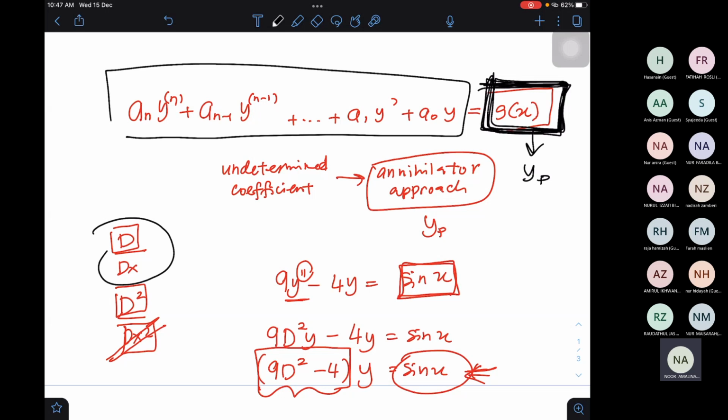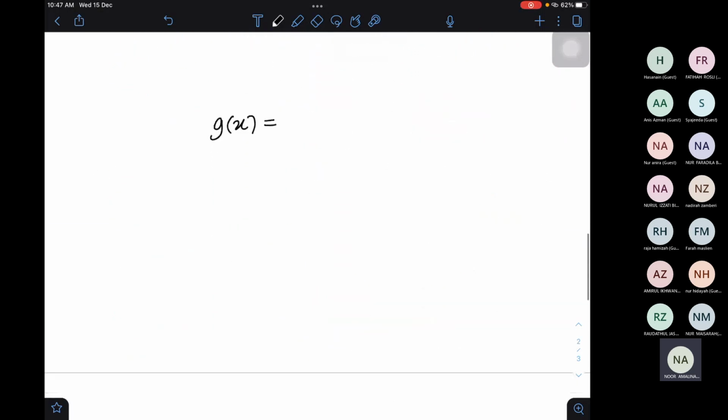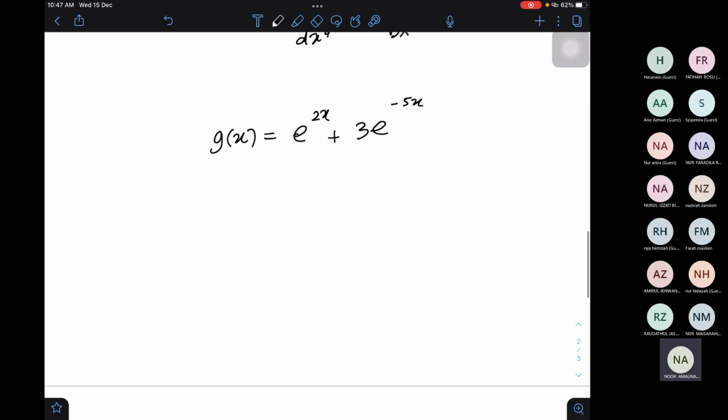Now we want to focus on how to find YP by using the annihilator operator. So I will focus on g(x). When I write g(x), it means the function on the right side. Okay, so now let's say our g(x) is exponential 2x plus 3 exponential negative 5x. If you use the undetermined coefficients from before, the superposition approach, you have to combine and look at the table: for an exponential, what is its YP. But for the annihilator operator, we use the differential operator.